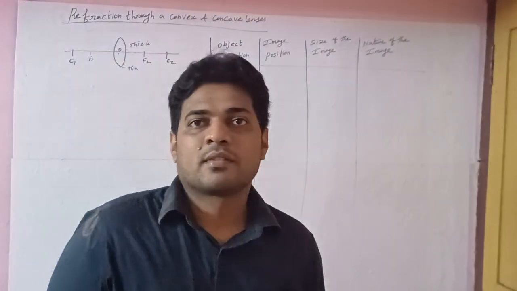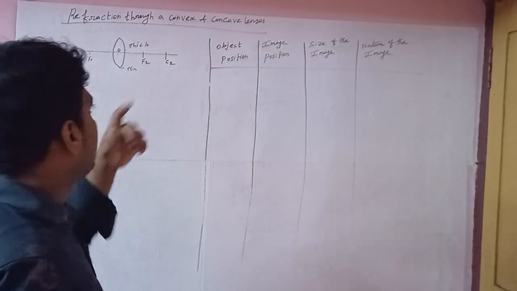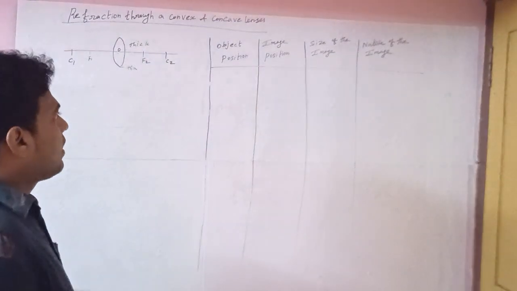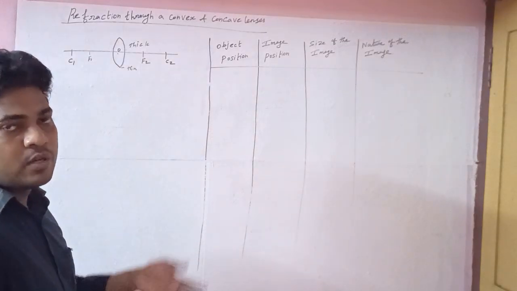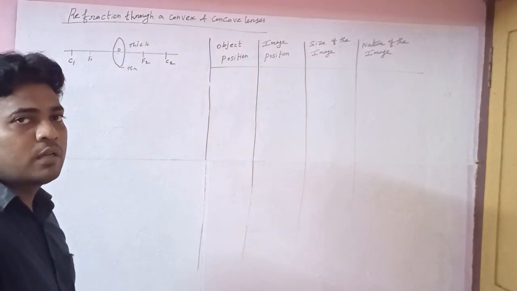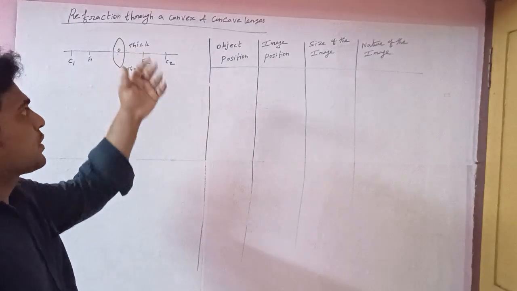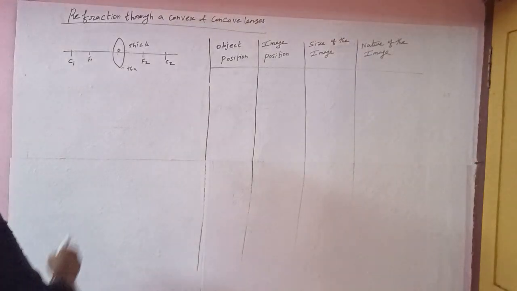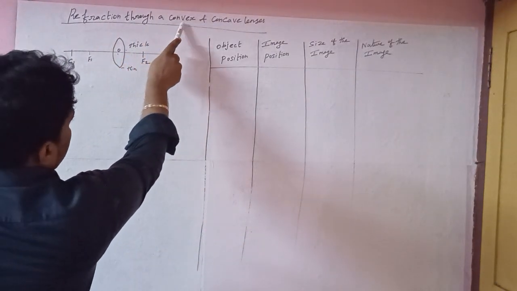Hi, this is Xavier. Today we are going to discuss refraction through a convex and concave lens. Already we have discussed the special important cases, how to draw the ray diagram, and how to follow the rules for refraction through a convex and concave lens. First, we will discuss refraction through a convex lens.